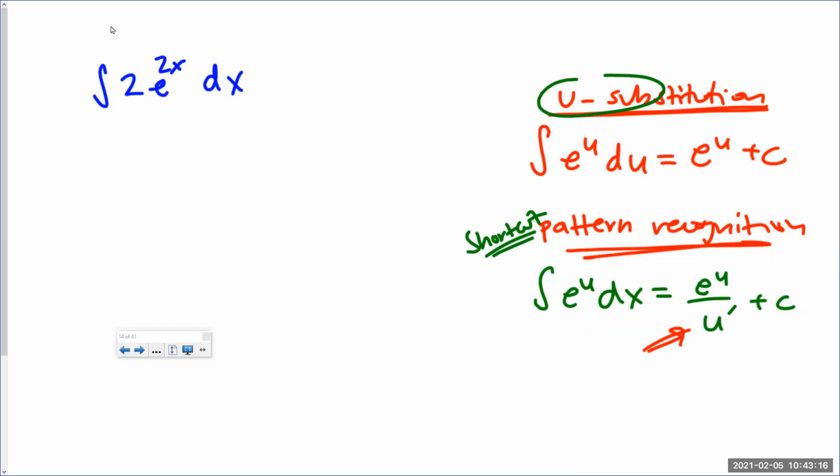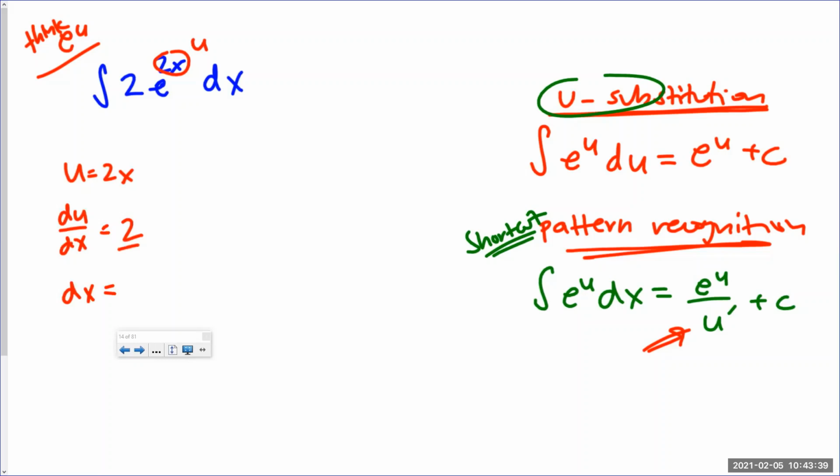And so guys, if I think this is an e to the u problem, so you have to think that. I have to say, okay, I think this is an e to the u problem. Then that means this is my u. Does that make sense? Okay, so if this is my u, I would say u is equal to 2x. Then I take the derivative of this. Okay, u substitution always works. Then you solve for dx, force this into a fraction, cross multiply. I'll get dx is equal to du over 2.